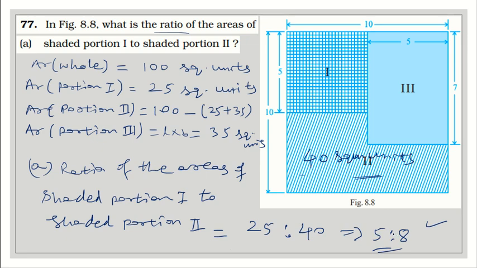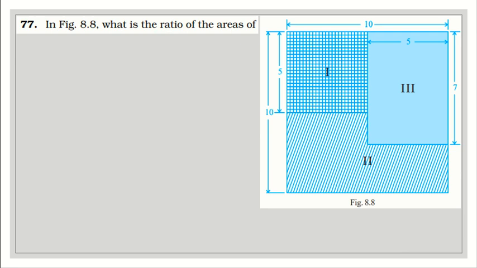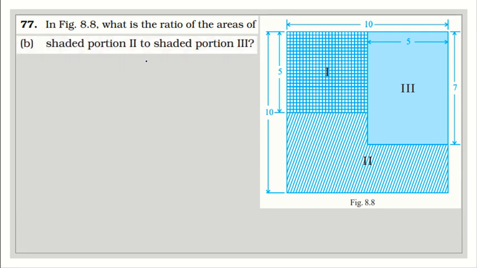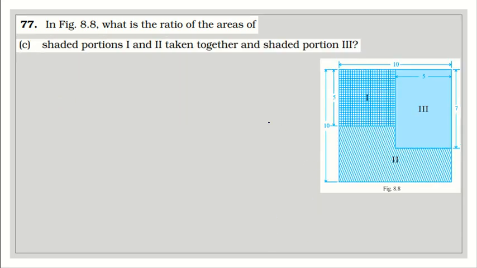Now moving on to the sub question B. Here in sub question B, in the same question, shaded portion 2 to shaded portion 3. You know shaded portion 2 is 40 and shaded portion 3 is 35. So it means 8:7 is the answer.